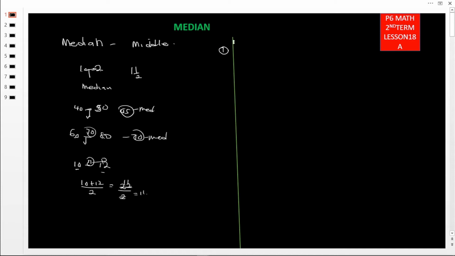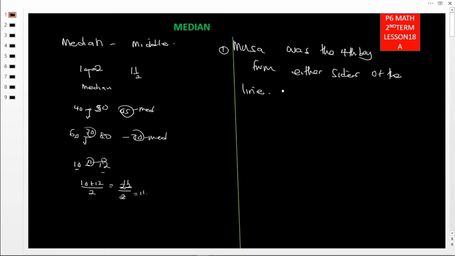Our first example says, Musa was the fourth boy from either side of the line. How many boys were in the line?